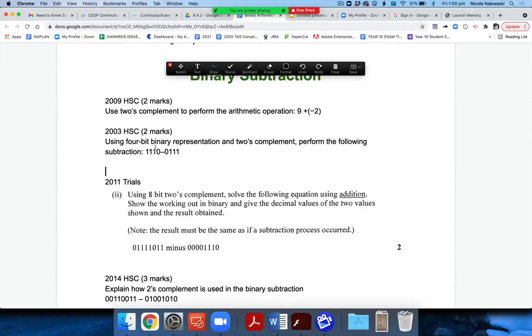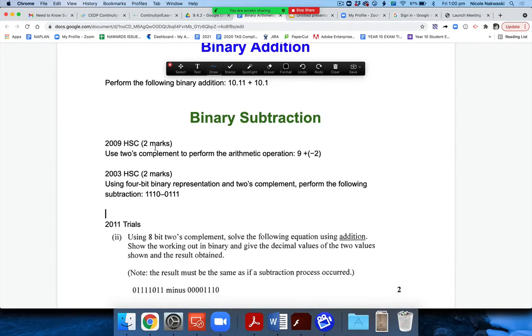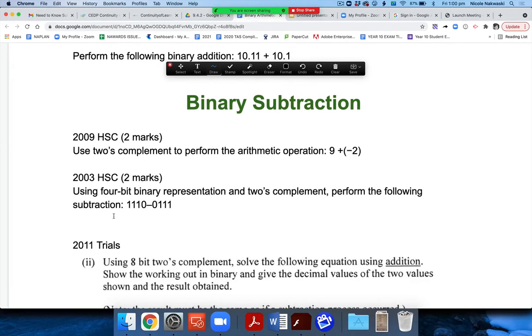Okay guys, there's a stack of questions here on subtraction. Each have a slightly different skill set. So I'm going to start at possibly the easiest entry place, which is the 2003 HSC question. It says using 4-bit binary and 2's complement, perform the following subtraction.